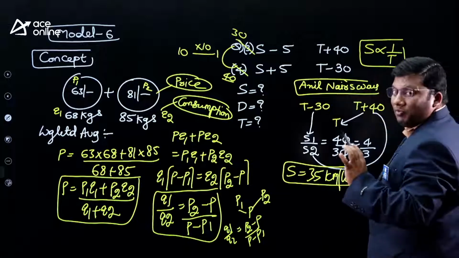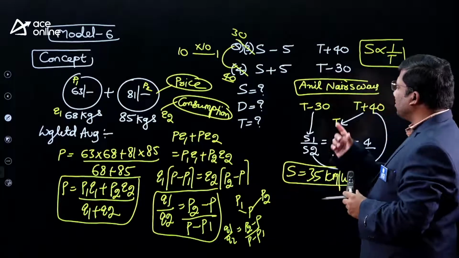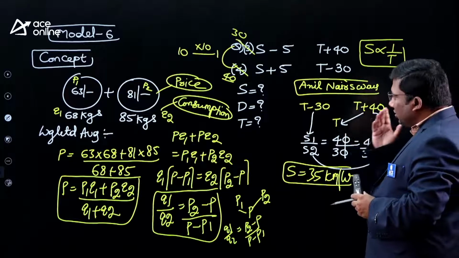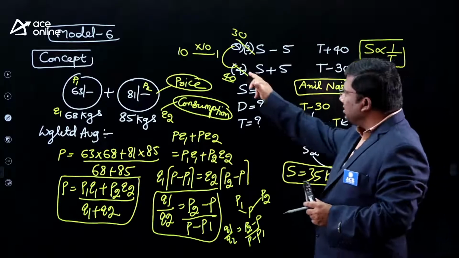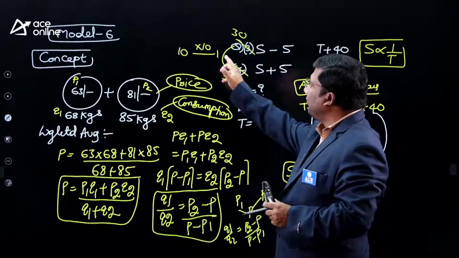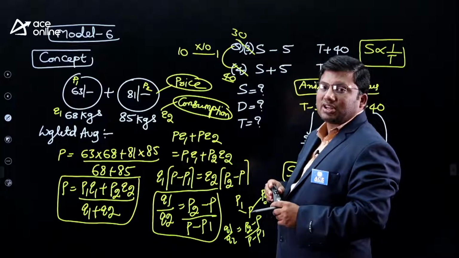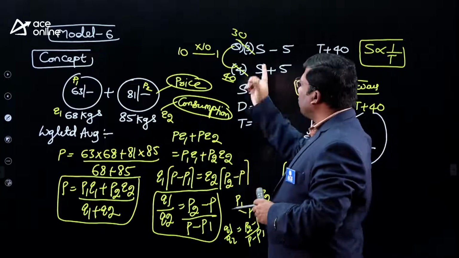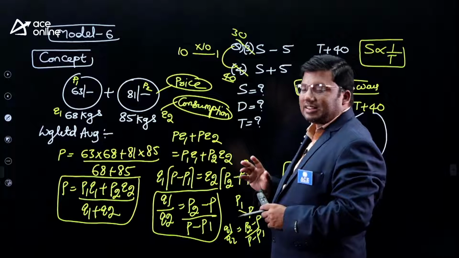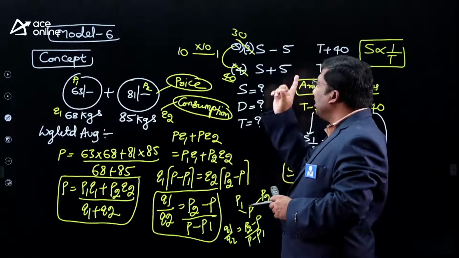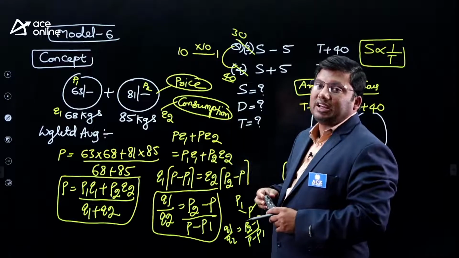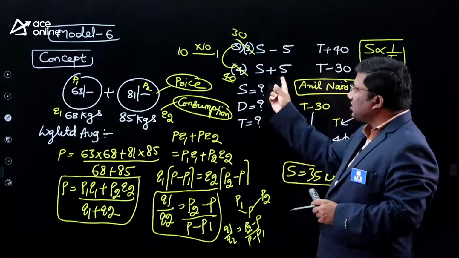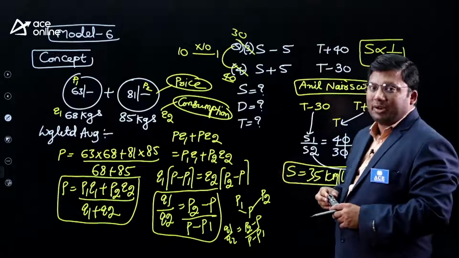Are you all with me? Without any equations, we got the answer. T minus 30, T plus 40, average T, speed ratio is 4:3. The difference in the ratio is 1, the difference in the question is 10. So 1 becomes 10, 3 tens are 30, 4 tens are 40. S minus 5 is 30, S is 35, and S plus 5 is 40 kilometers per hour.